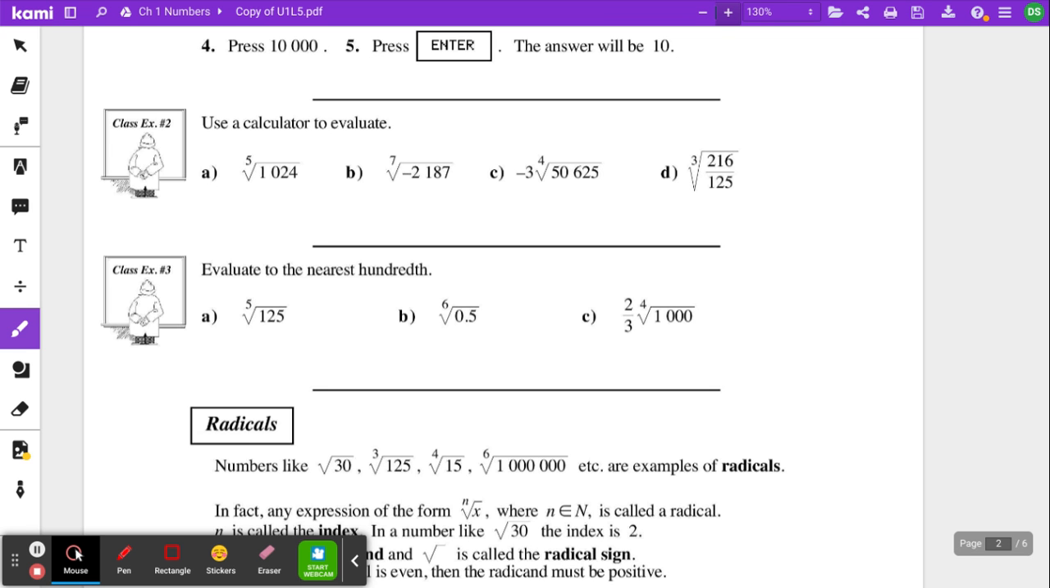Yes, sir. May I borrow your graph? Yes, you may. Sorry about that. I should have done that first. Here you go.